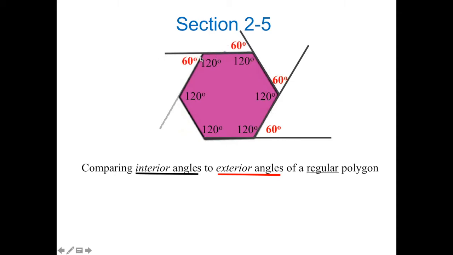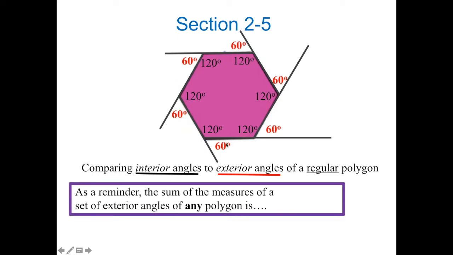We keep extending to get exterior angles. We found one set of 6 exterior angles. And what do they all sum to? They sum to 360 degrees, okay?